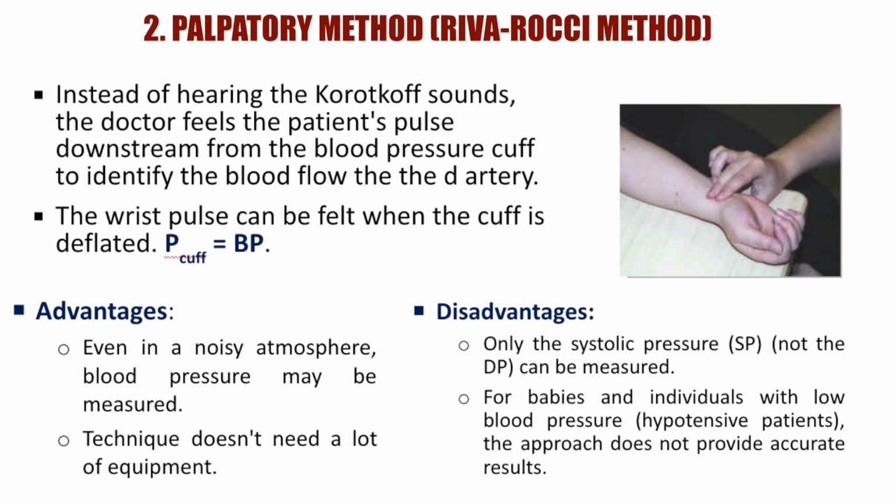Advantages of this method are that even in a noisy atmosphere, blood pressure may be measured. Another advantage with this technique is that it does not need a lot of equipment. Now, coming to the disadvantages of the palpatory method. The palpatory method measures only the systolic pressure but not diastolic pressure. For babies and individuals with low blood pressure, the approach does not provide accurate results.